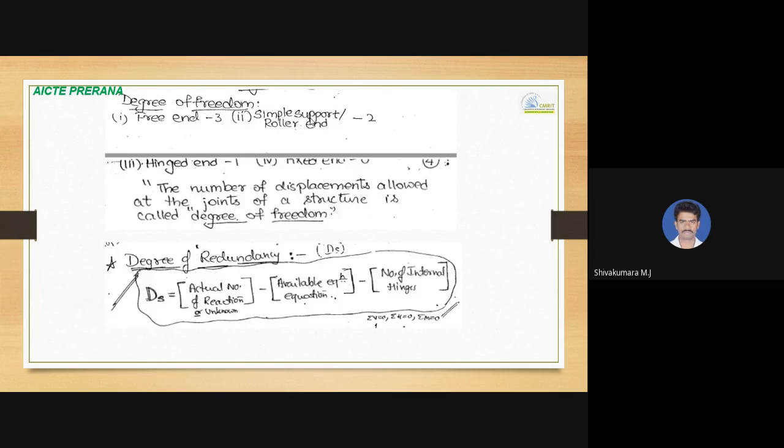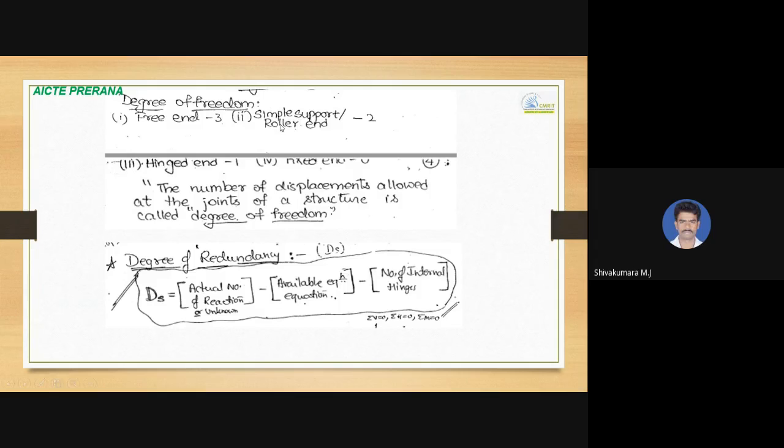So it is not free to translate in one direction. So the total degree of freedom is 2 for a simple support or roller support. And if you consider a hinged support, translation is not possible, only rotation is possible. So it is free to rotate. So the degree of freedom of a hinged support is 1.